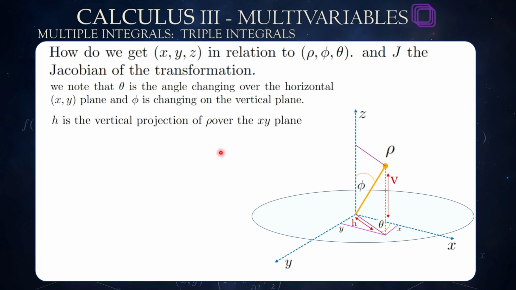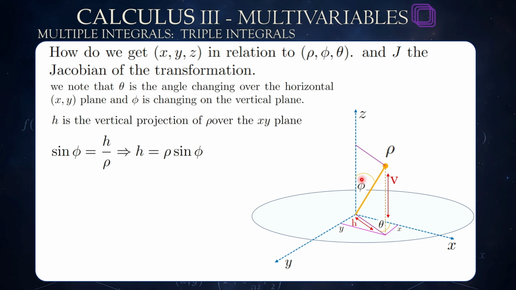H is the vertical projection of rho over the xy plane, as you see in the picture, and V is the projection, or if you want the intersection of rho with the sphere, you project that point down to the xy plane. This is what V looks like. This is the definition of V. It is an arbitrary dimension or segment that we've taken in order to facilitate finding the values of x and y in respect of rho, phi, and theta. Also, the value of z.